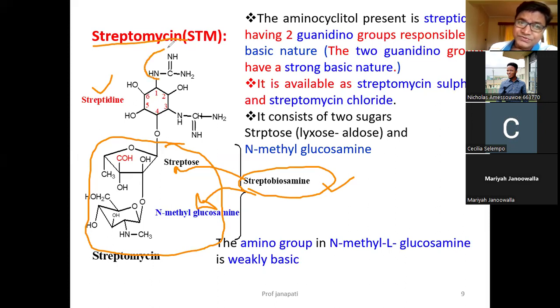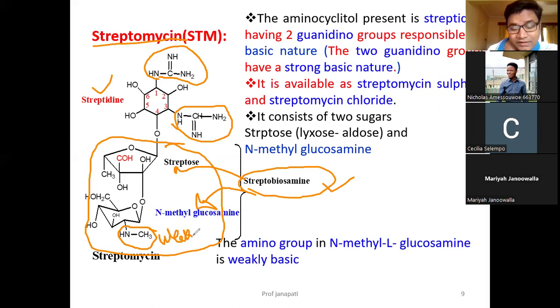Now, the guanidino groups are strong bases, and this is N-methyl glucosamine. We say glucosamine because an amino group is present. This amino group is a weak base, whereas the guanidino groups are strong bases. Two strong bases are present, that is, the two guanidino groups, and the N-methyl group present in N-methyl glucosamine is weakly basic in nature. Any doubt, please?